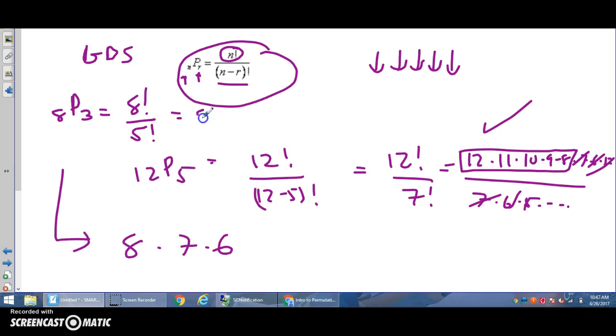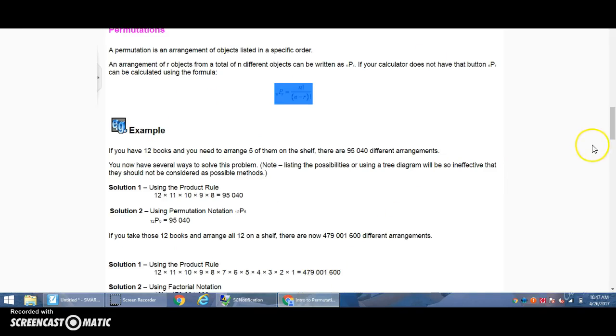Or you can expand that and say that's 8 times 7 times 6 times 5 all the way down. This is 5 all the way down. These cancel each other out. It's 8 times 7 times 6. Exact same thing. Okay, so a different way to look at permutations. Let's keep going here.